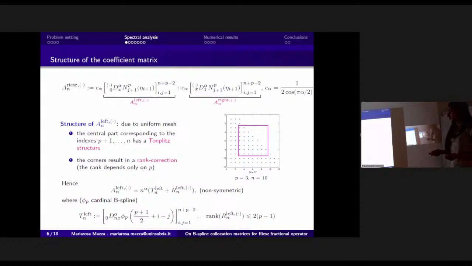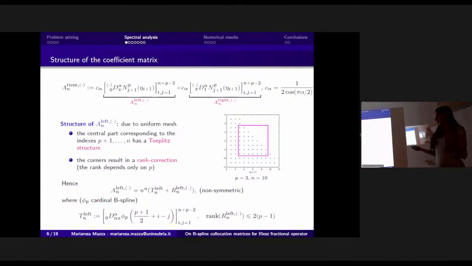So, for instance, in this specific choice of the parameters, what we expect is that what is inside this magenta square is such that these diagonals here are all made of a number, the same number that's repeating on the diagonals. About the corners, since they refer to, let's call them external B-splines, but not the internal B-splines, and since these corners correspond only to a few rows and columns whose number varies with p, the degree of the splines, we expect that the corners correspond to a rank correction.